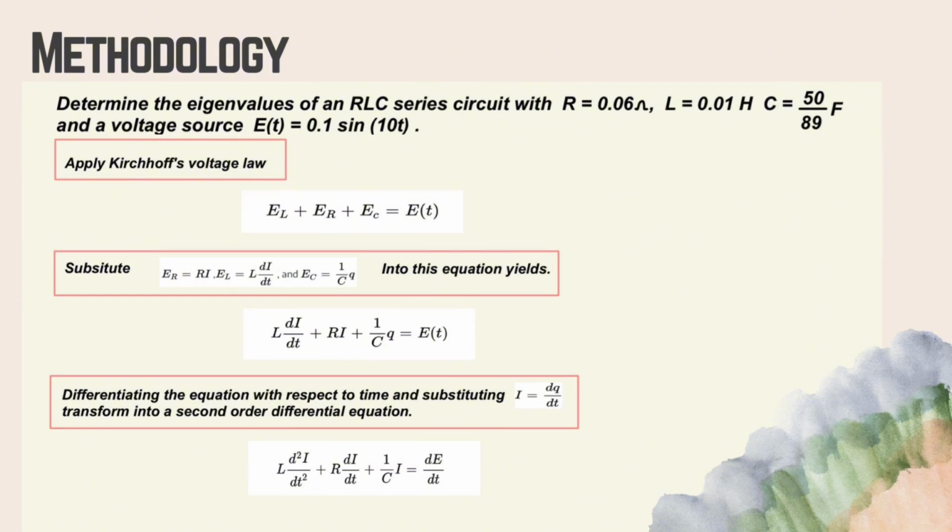First of all, we will apply Kirchhoff voltage law, which is E_L plus E_R plus E_C equal to E(t). And then we substitute the voltage expression for each component. And then we have L di over dt plus Ri plus 1 over C q equal to E(t). Then differentiate with respect to time and using i equal to dq over dt, the equation becomes L d squared i over dt squared plus R di over dt plus 1 over C i equal to dE over dt.